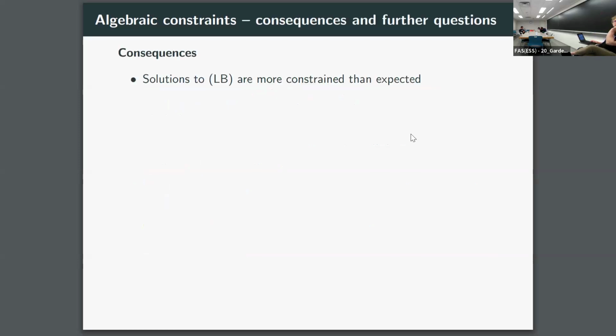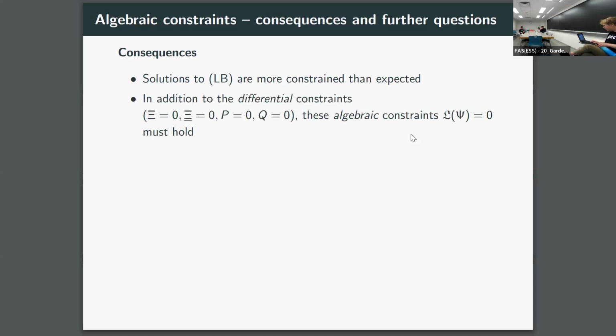Okay, and some consequences of this. As I mentioned earlier, solutions to these linearized Bianchi equations are more constrained than expected. In Minkowski, for the quote-unquote spin-2 field equations in flat spacetime, you could study arbitrary solutions, arbitrary perturbations. You can't do that in arbitrary spacetime because these additional algebraic constraints must hold. And a corollary of this is that you cannot arbitrarily perturb initial data for the linearized Bianchi equations.